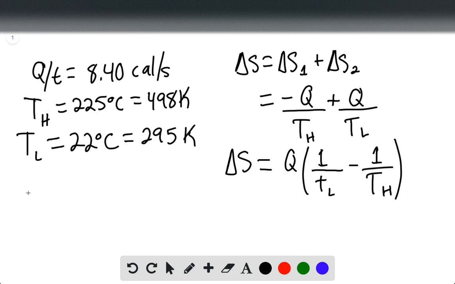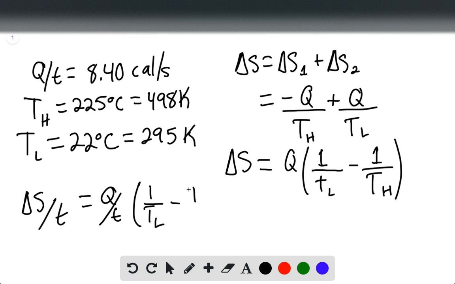However, we need the change in entropy in terms of time. So we'll say delta S divided by t is going to be equal to Q over t, and then again times 1 over T sub L minus 1 over T sub H.